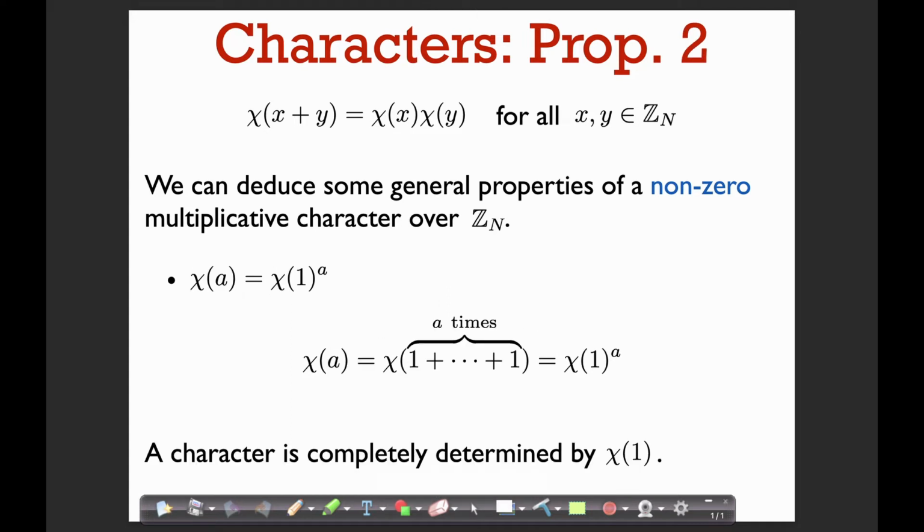Okay, let's move on to the second property. Now let a be an arbitrary element of Zn. Now we can write a just as 1 plus 1 plus 1, a many times. Okay, so now if we inductively apply the character property to this sum, we see that chi of 1 plus 1 plus 1, a many times, is equal to chi of 1 to the power a. So this tells us that a character is actually completely determined by chi of 1. Now we know that for every a, chi of a is equal to chi of 1 to the a-th power.